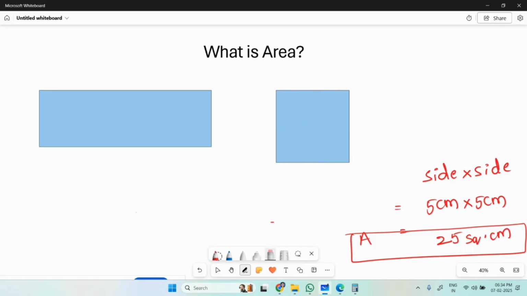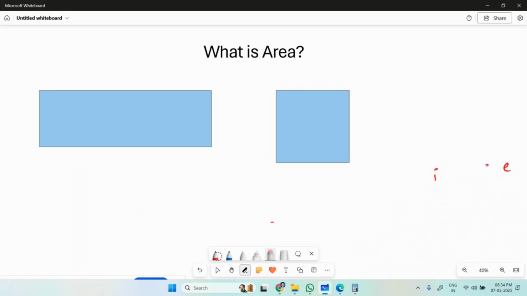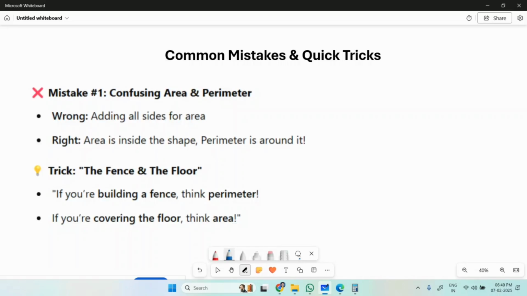Now let's learn where do children make common mistakes while finding out the area and perimeter. The common mistake is children confuse area and perimeter. They'll think that adding all the sides is for area, but no. Area is inside the shape. Perimeter means around the shape. If this is a rectangle, area means inside the shape. Perimeter means outside boundary.